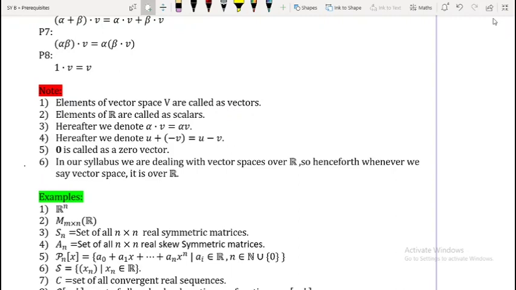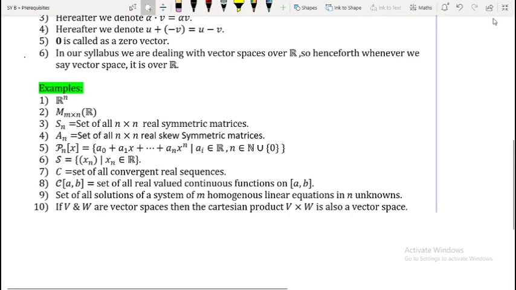Now in our syllabus we are dealing with vector spaces over R. So from here onwards, whenever we say vector space, it means that it is over R only. Just take a note of it. Now let us go for some examples of vector spaces. So the first example is R raised to n. Over here I will take one particular case so you will understand it.